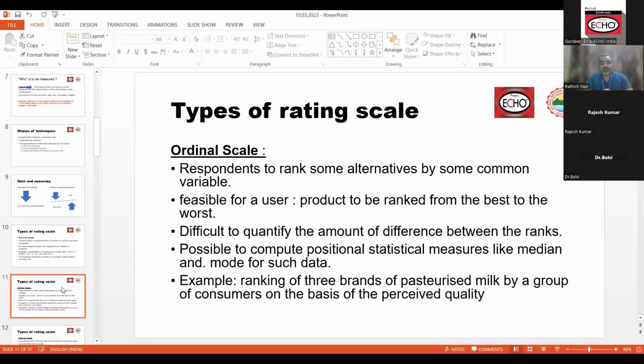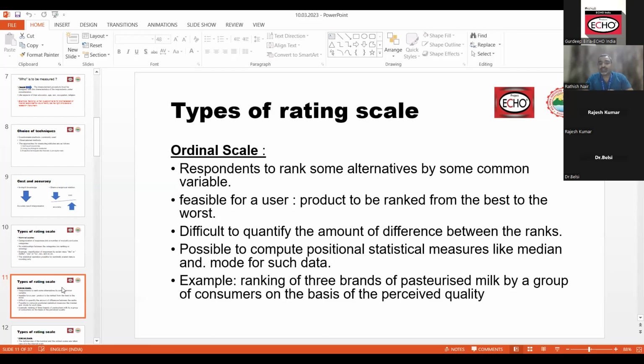In case of an ordinal scale, the respondents rank some alternatives by some common variable, for example the feasibility for a user, or products to be ranked from best to worst. Here, it is not like yes or no or like or dislike, but you are asked to rank certain choices according to your order of preference. It is difficult to quantify the amount of differences between the ranks. If you are given eight choices, the preference difference between the eighth choice and the seventh choice may be different from that between the sixth and seventh. So that is difficult to measure. It is possible to compute positional statistical measures like median and mode for such data.